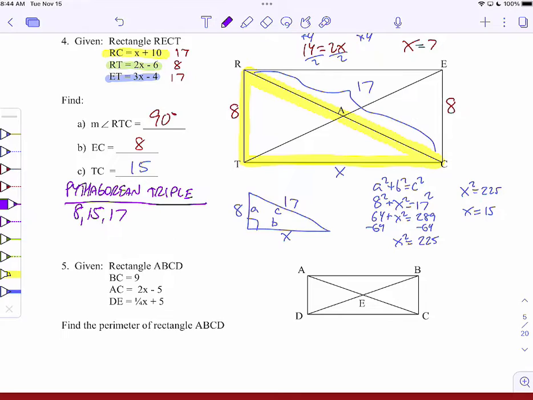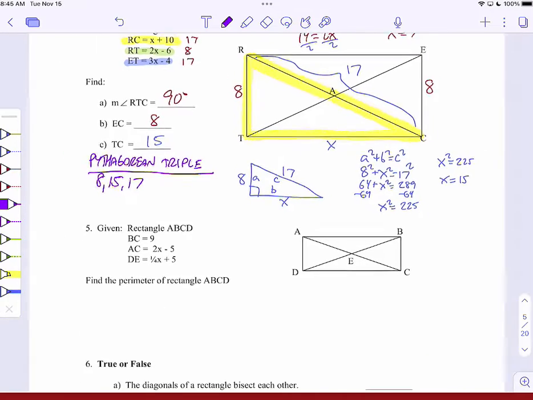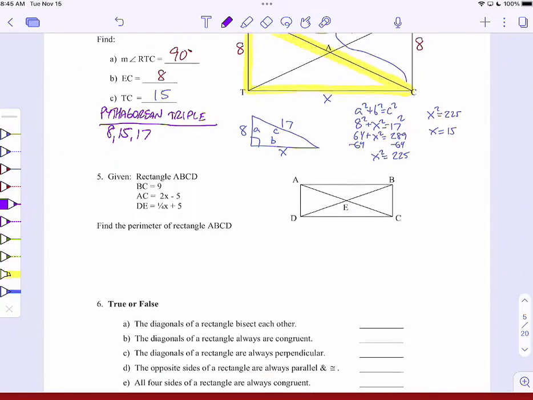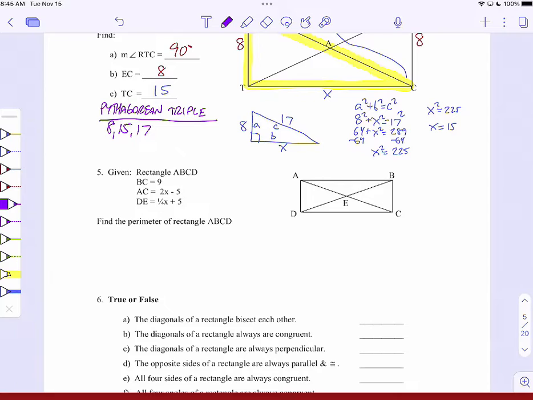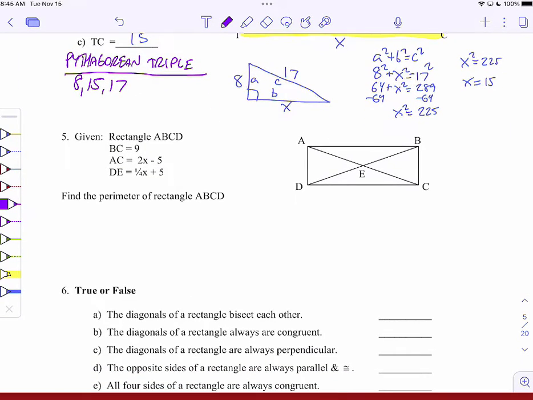So 8, 15, 17. In other words, if you had 15 and 17 and you were looking for a leg, it's going to be 8. And so only certain numbers come out to be whole numbers, and we do those a lot. So that's a good question. And I will tell you Pythagorean triples as they appear in the notes. We'll probably see a lot of them. Okay, let's do another one and see how it goes.